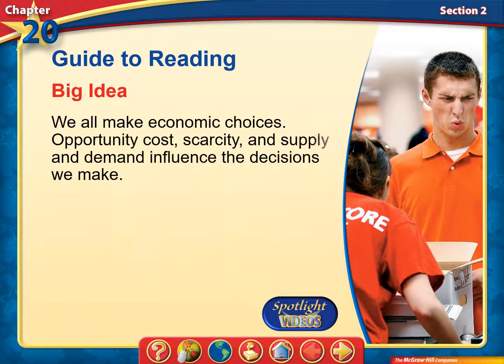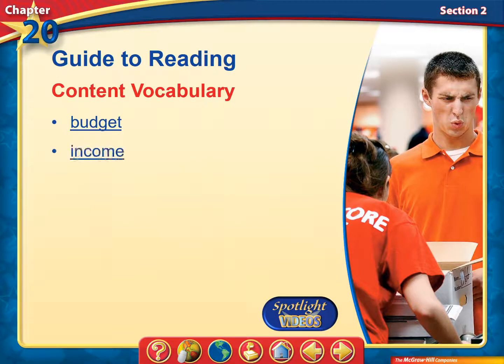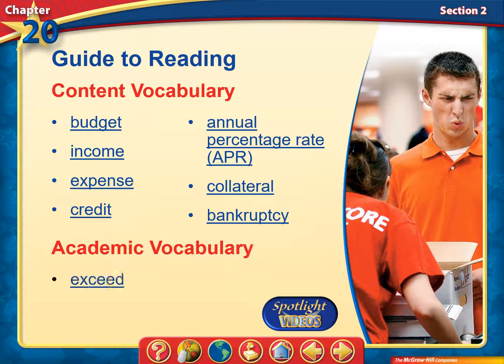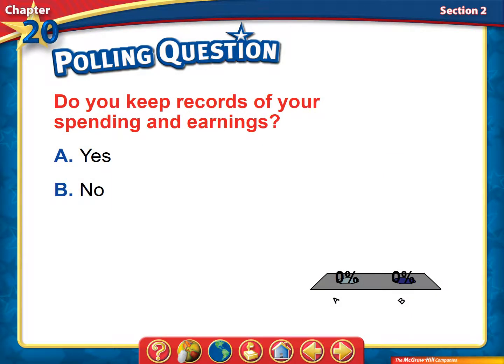So the big idea in Chapter 20, Section 2 about planning and budgeting is, once more, we have to make economic choices dealing with scarcity. Terms that we'll see, such as budget, income, expense, credit, APR, collateral, and bankruptcy, all have to do with individual finance, something that you should all become familiar with, and hopefully we can learn about this section.